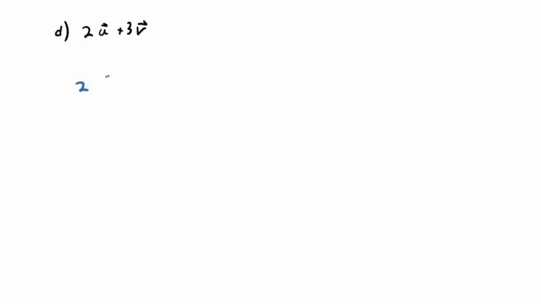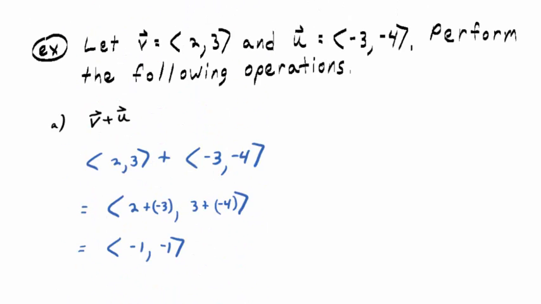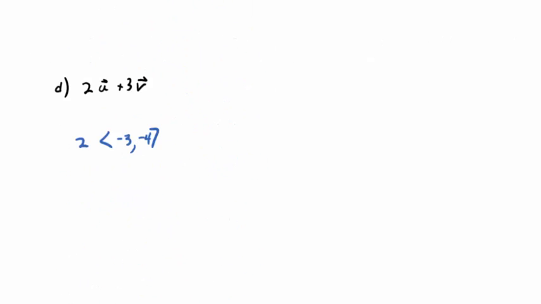I think u was -3, -4. Let me double check. And what was v? So 2, 3, and -3, -4. So when you see 2u plus 3v, it means 2 times u, which was -3, -4, plus 3, a scalar of 3, times v, which was 2, 3. Do the scalar multiplication first.